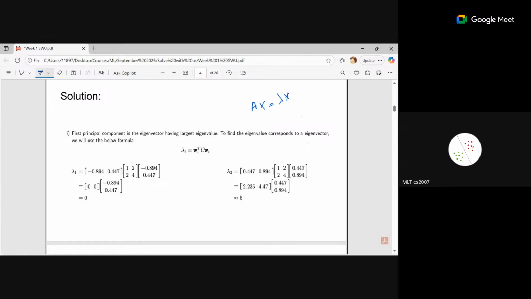Now, in this case, what is your A? My A is C. And what is your x? x should be my W, and lambda is my eigenvalue. What you need to find is this lambda. We already are given the eigenvectors. So we can write this lambda to be Wi transpose C Wi. Are you able to understand why this is true?